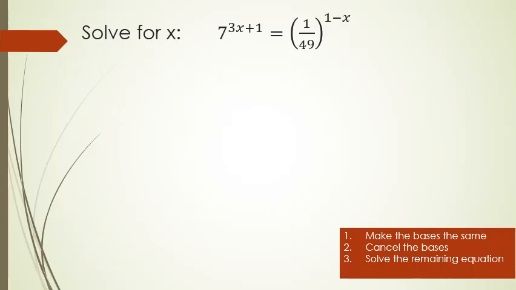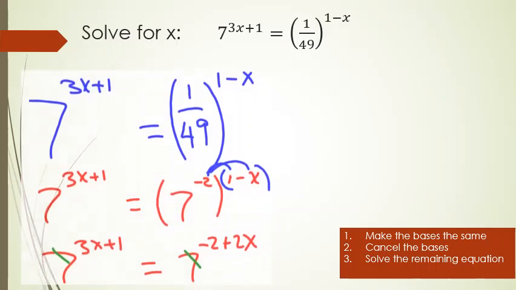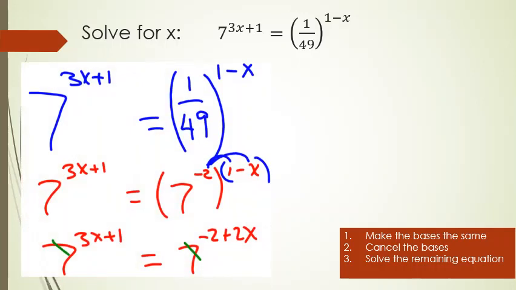First of all, 49 is 7 squared. Okay? So 1 over 49 is the same thing as saying 1 over 7 squared, which if you remember your negative rule, you can make that 7 to the negative 2. Now we also have to use that distributive property. The fact that we have an exponent to the exponent means we have to multiply. So that negative 2 is multiplied with the 1 and the negative x to give you 7 to the negative 2 plus 2x.